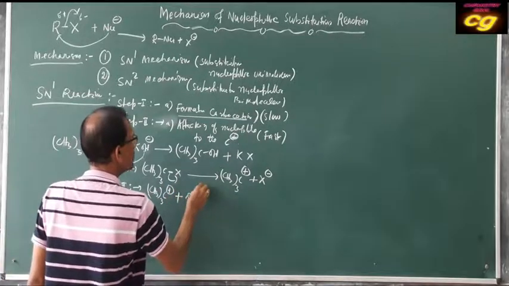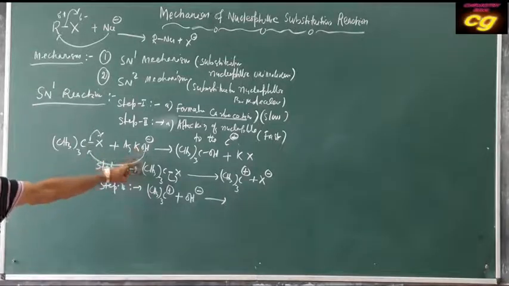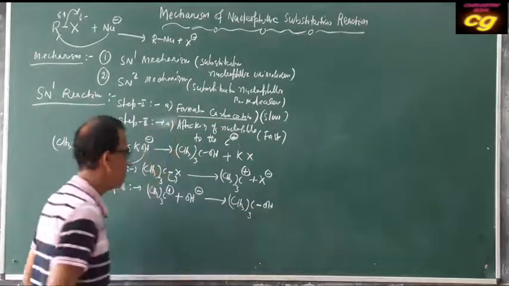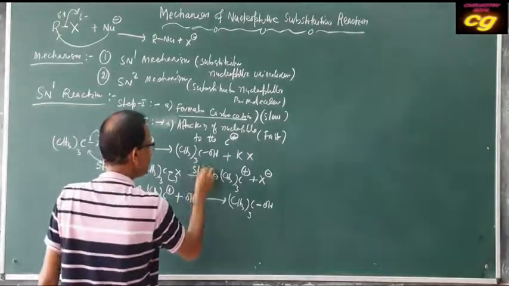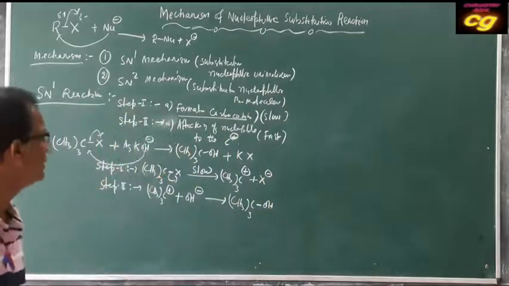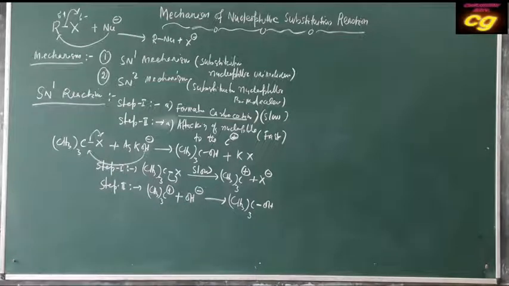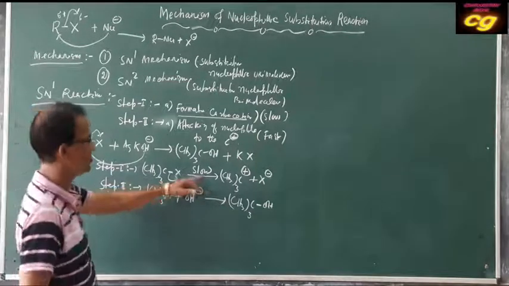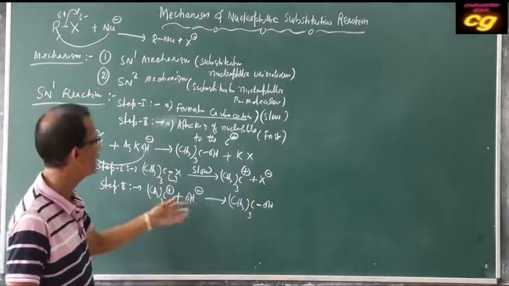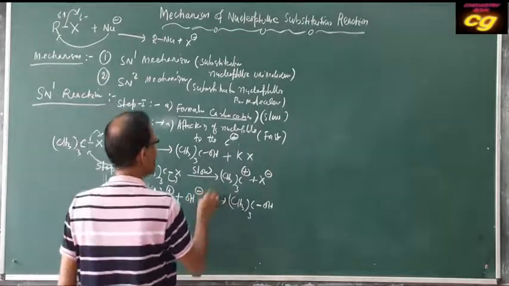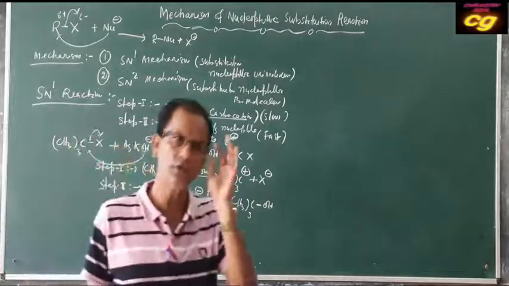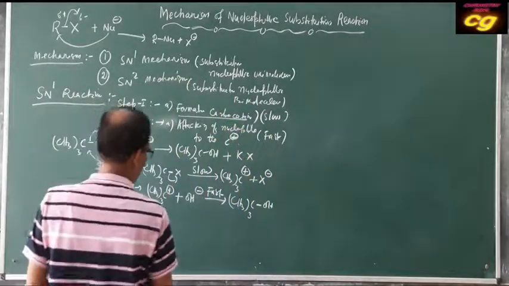Here the nucleophile is OH minus, forming the alcohol product. But the first step is the slow step. We know in chemical kinetics the slow step is the rate determining step. So the first step is the slow step, formation of carbocation, and the second step is the attack of the nucleophile. As the carbocation carries a positive charge and the nucleophile carries a negative charge, the reaction is very fast. This is fast. The slow step is the rate determining step as per the mechanism of kinetics.